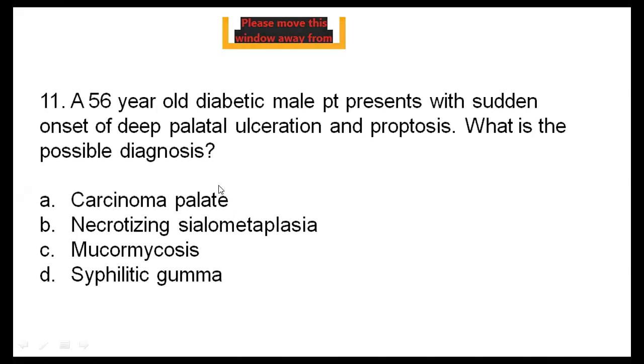And yeah, we'll continue. I just want to point out a few important points that we need to keep in such a situation. This is a middle-aged, slightly elderly patient who is a known diabetic. That is one important point. Second, sudden onset. That is important. Deep palatal ulceration. So the classic finding here is palatal ulceration and proptosis. Proptosis is where the eyeball is pushed outwards, right? So which is the condition that causes all these things?